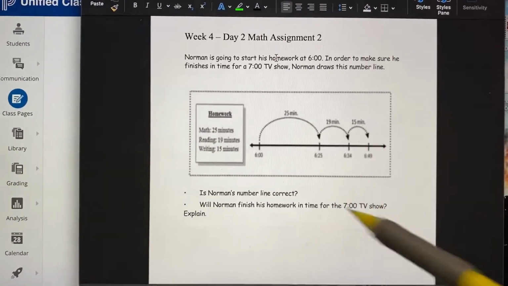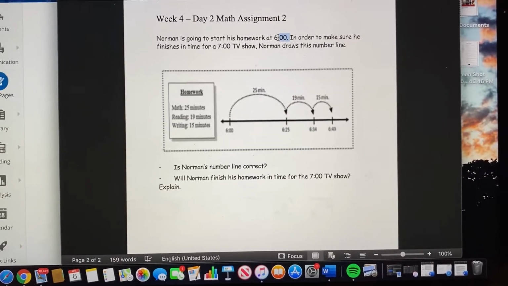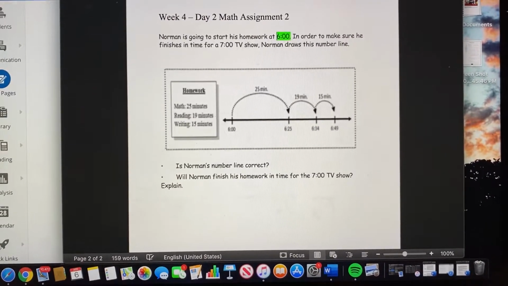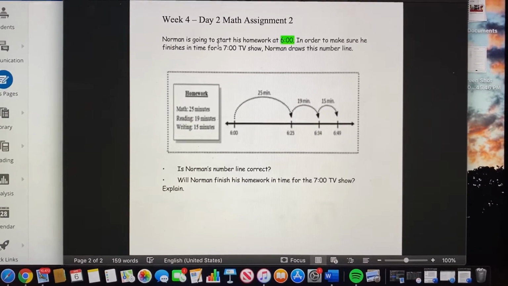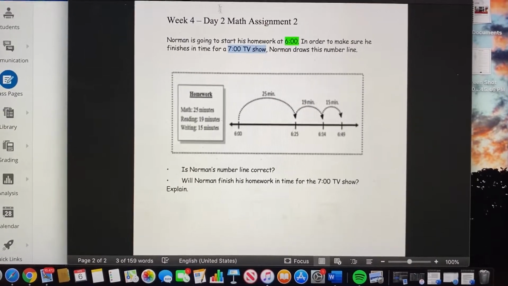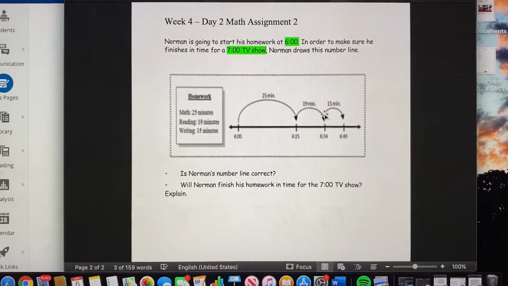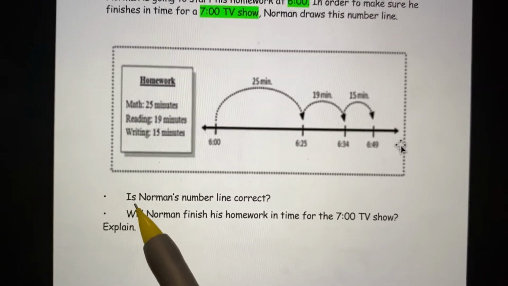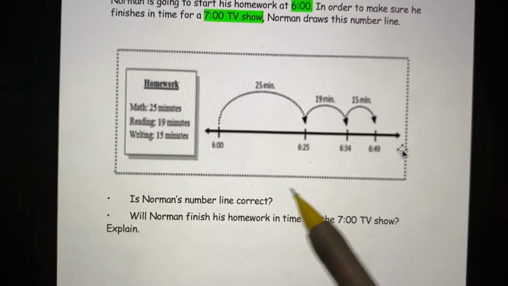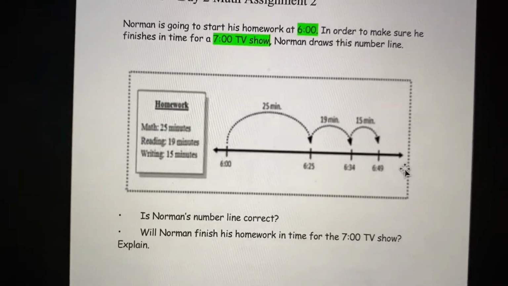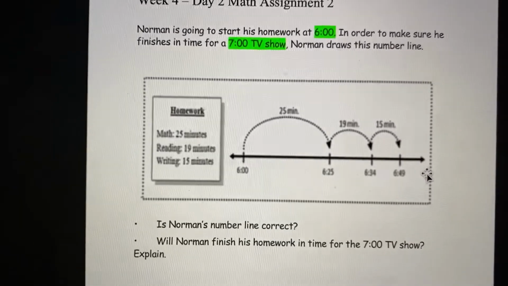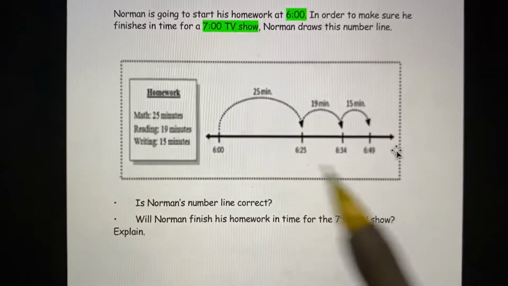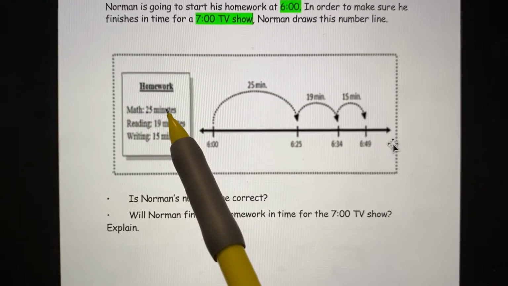Now, assignment 2 is very simple. Norman is going to start his homework at 6 o'clock. In order to make sure he finishes for his 7 o'clock TV show, he draws his number line. So here, the first 2 questions are asking us, is Norman's number line correct? You have to explain to me, by looking at his number line, is it correct? Because it takes him math 25 minutes.